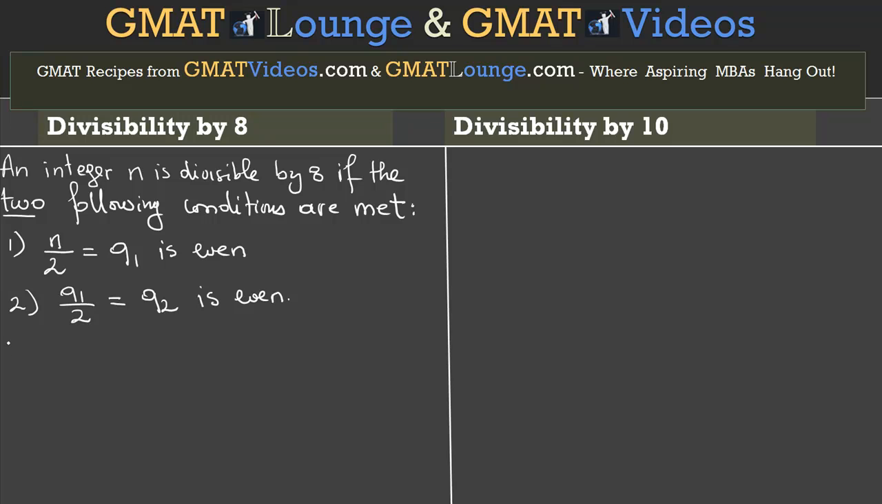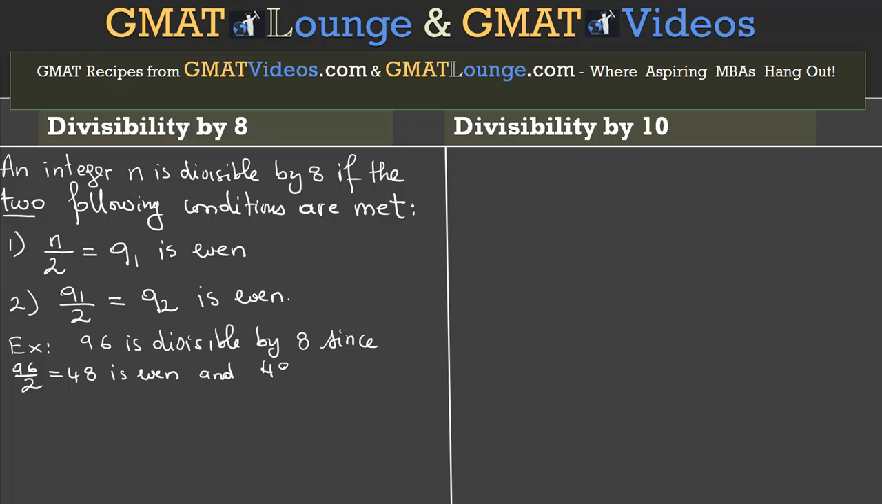Let's take 96. 96 is divisible by 8 since 96 over 2, which is 48, is even, and also 48 itself, if you divide it by 2, gives you 24, which is even. You got that? You divide 96 by 2, you get 48, which is even. You divide 48 by 2, you get 24, and you know for sure that 96 is divisible by 8.